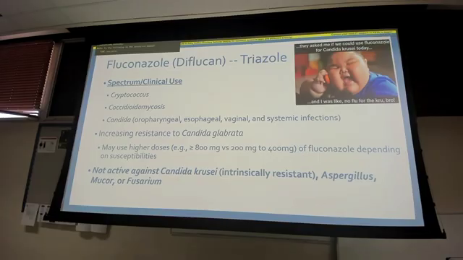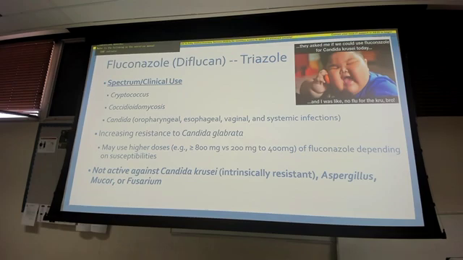So with fluconazole, we have a different spectrum and clinical use. We have Cryptococcus, cocci, and the most common one that we'll see is Candida. With this, we do have to be worried about certain Candida species, like I talked about earlier with Candida glabrata, because we have increasing resistance. With this, we need to use higher doses of fluconazole just so we have more penetration in that fungal cell wall for Candida glabrata. The usual dose is 200 to 400 depending on the indication, but for this we usually use 800 milligrams or more in clinical practice.